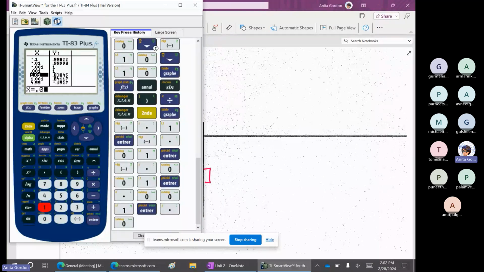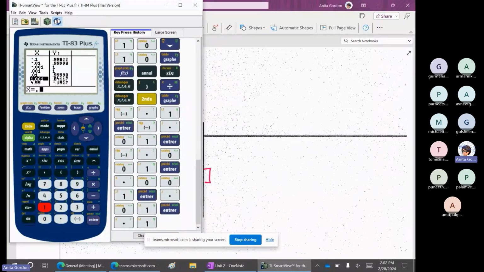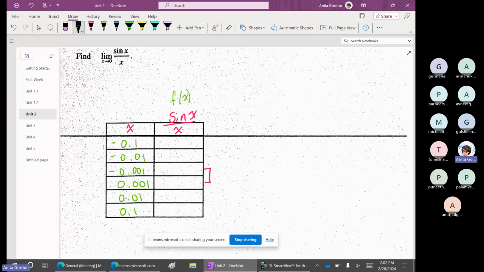Make sure you're being careful with your negative and positive values there. Okay, you can see it is approaching the value of 1. So this is 0.99999 forever almost. This is 0.9998 something.